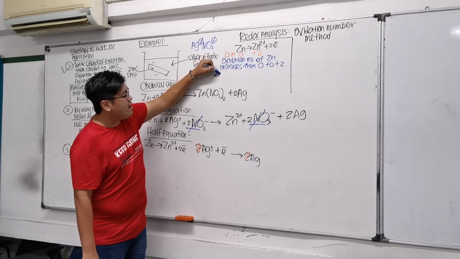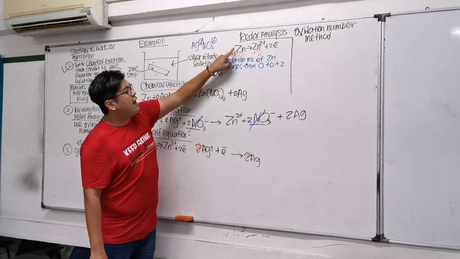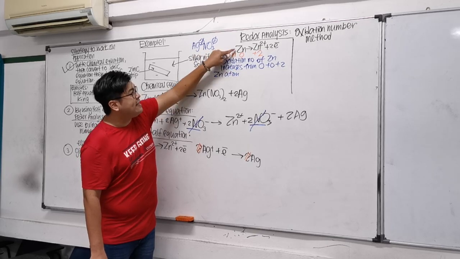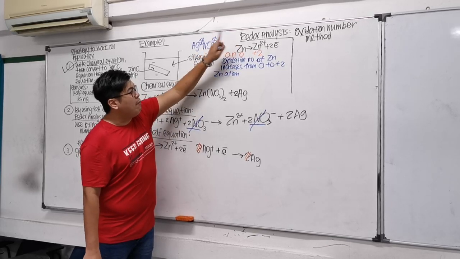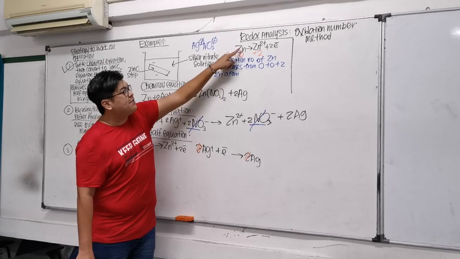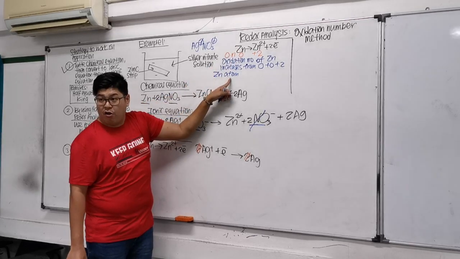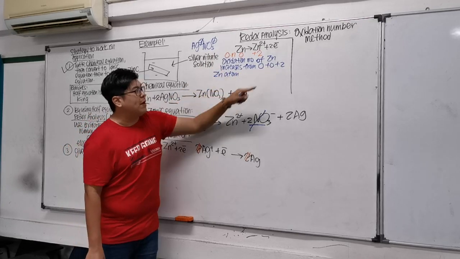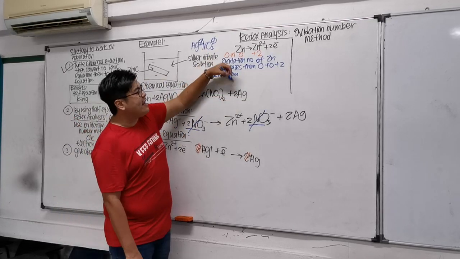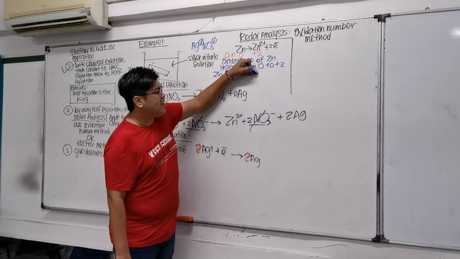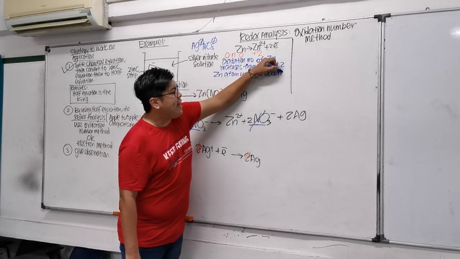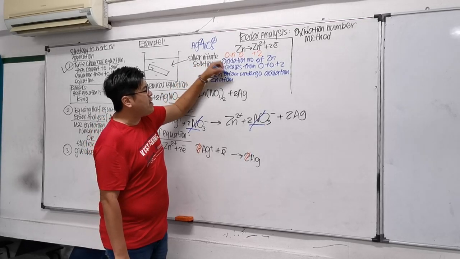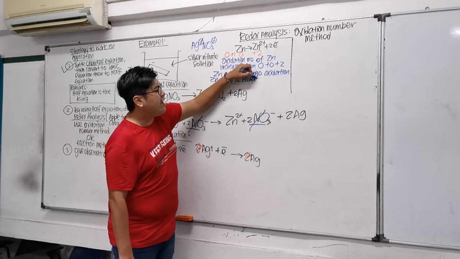This fella is called zinc. Zinc has no charge. Anything with no charge and alone, we call an atom. If today this fella had a charge, we would call it zinc ion. So zinc atom, the oxidation number increases from 0 to plus 2. When oxidation number increases, zinc atom undergoes oxidation. When zinc atoms undergo oxidation, zinc atom is automatically the reducing agent.